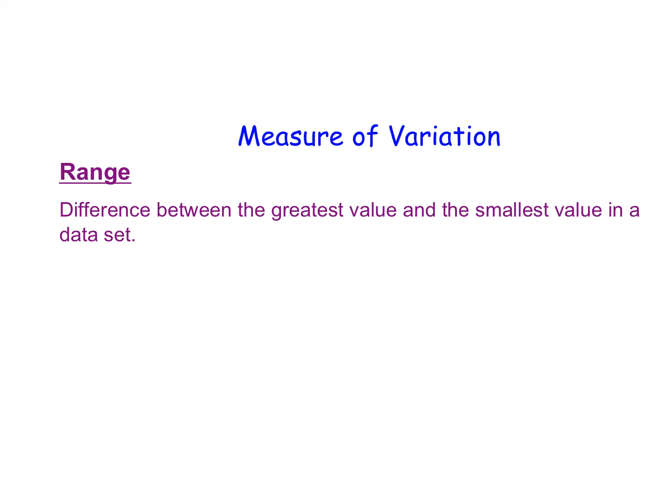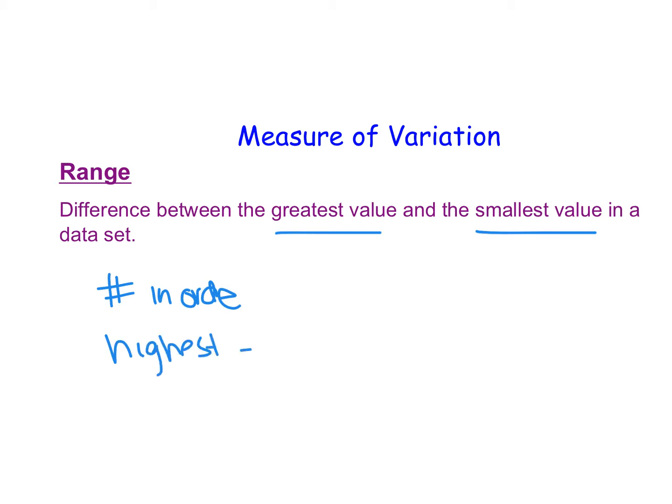Now, the range is known as a measure of variation because it shows how the data can vary amongst all of the numbers in your set. The range is defined as the difference between the greatest value and the smallest value of your data set. So typically, you put the numbers in order, then you find the highest, and you subtract the lowest number to show how far apart all of the different numbers are from the highest to the lowest. How does that data vary?